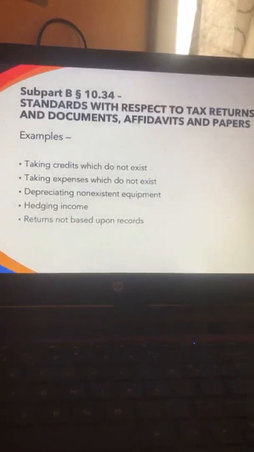Okay. Section 10.34, standards with respect to tax returns and documents, affidavits, and papers. For example, taking a credit which does not exist. Don't take an expense which does not exist. Get the representation from your taxpayer. What about depreciating non-existent equipment?